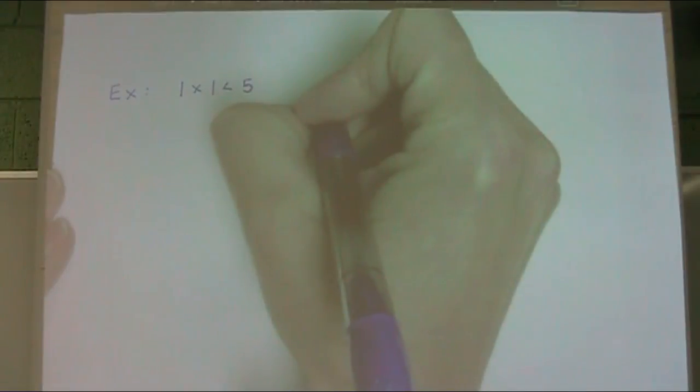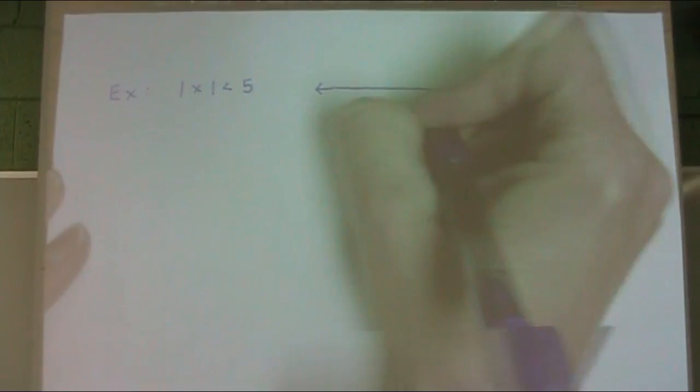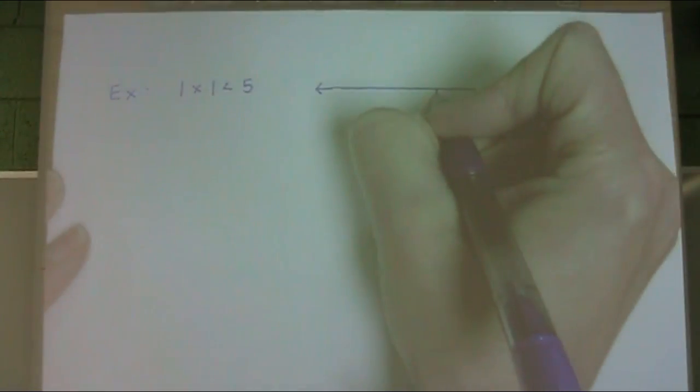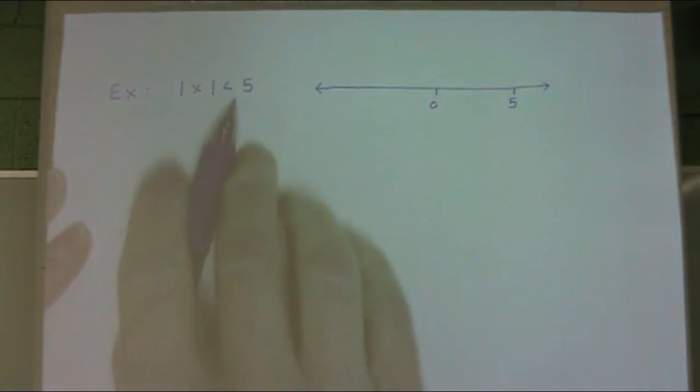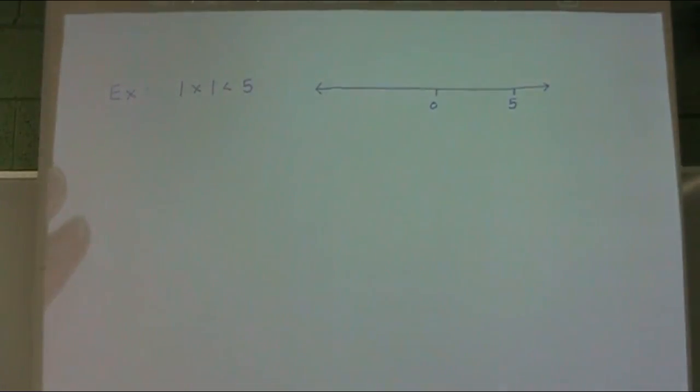Okay? So in order to solve this, since this is such a simple example, we're going to draw a number line and think of what numbers on the number line will work for this inequality. So here's my number line. I'm going to put a 0 on it, and I'm going to put a 5 on it, since we have absolute value of x is less than 5.